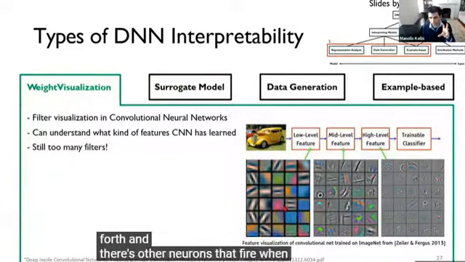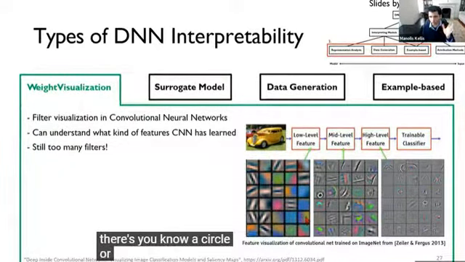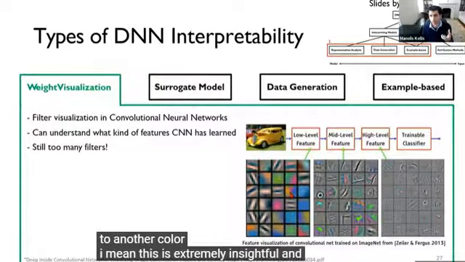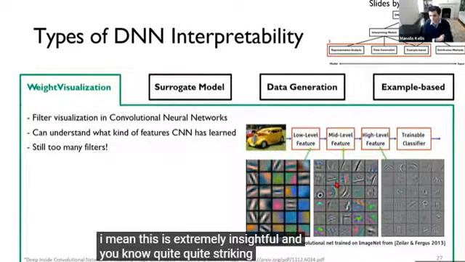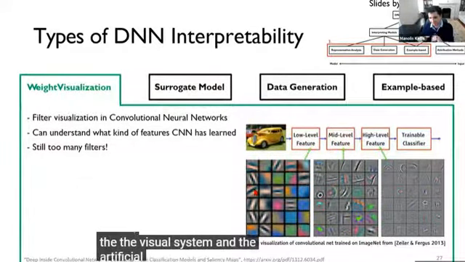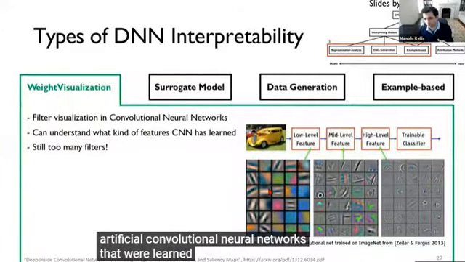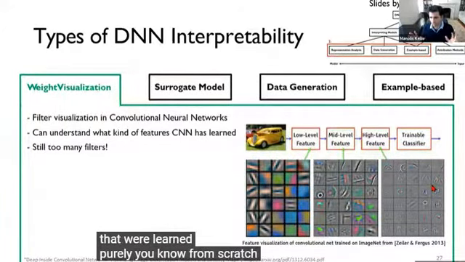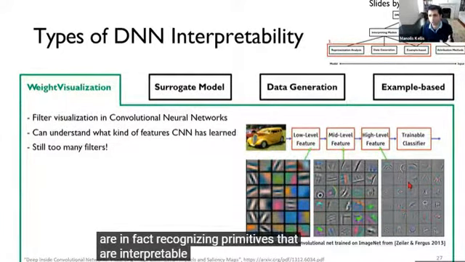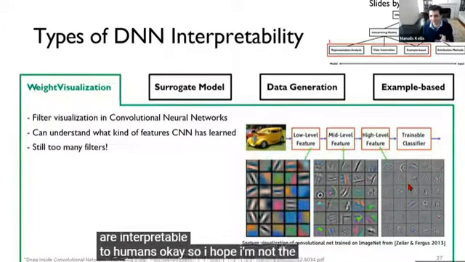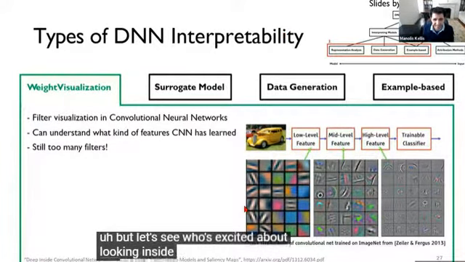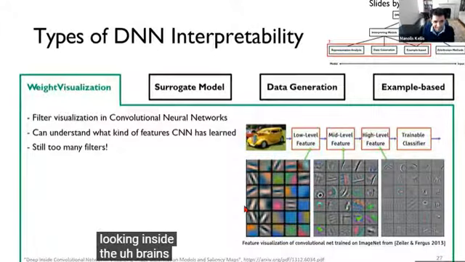And there's other neurons that fire when there's a circle or a change of gradient from one color to another color. I mean, this is extremely insightful and quite striking that indeed the visual system and the artificial convolutional neural networks that were learned purely from scratch without hard coding any of these features are in fact recognizing primitives that are interpretable to humans. Okay, so I hope I'm not the only one excited here, but let's see, who's excited about looking inside the brains of a neural network?